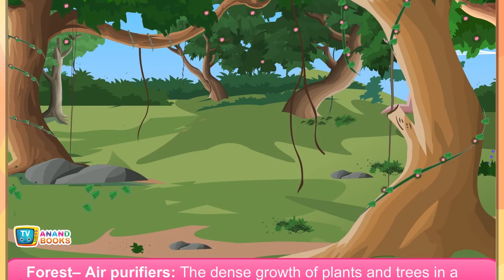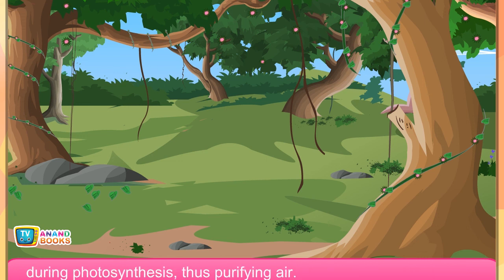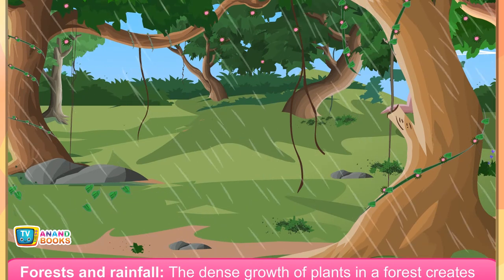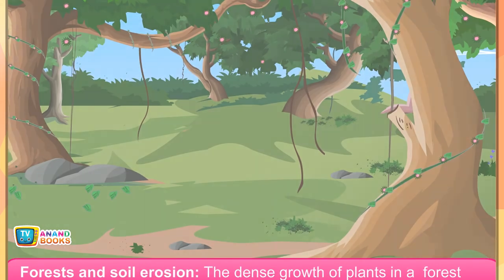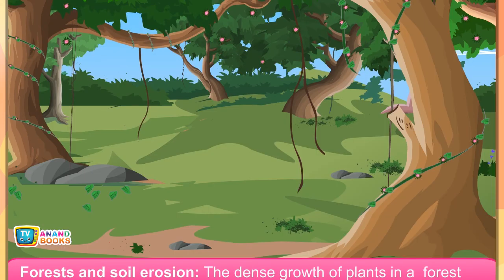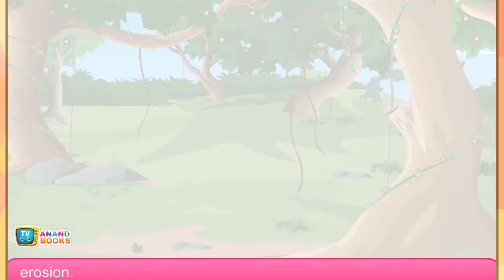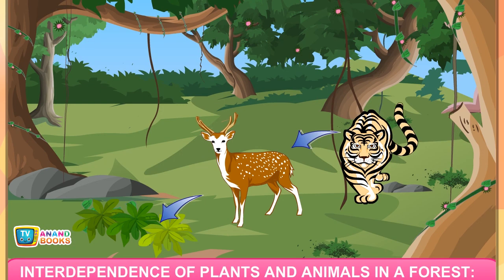Forest, air purifiers. The dense growth of plants and trees in a forest absorbs huge quantities of carbon dioxide and releases oxygen during photosynthesis, thus purifying air. Forests and rainfall. The dense growth of plants in a forest creates favorable conditions for rain. Forests check the flow of rainwater so it percolates into the ground. Forests and soil erosion. The dense growth of plants in the forest reduces the force of wind and flowing water, thereby preventing soil erosion.